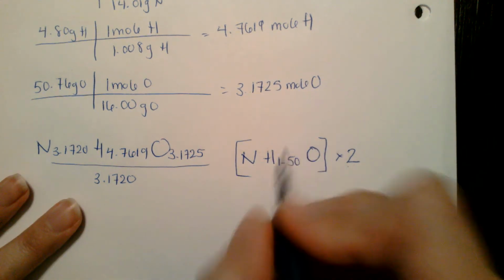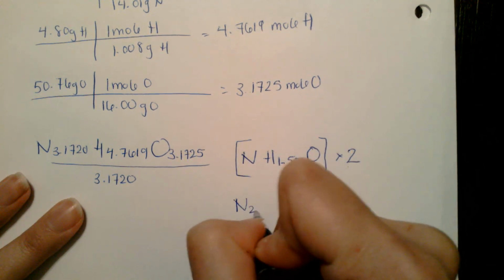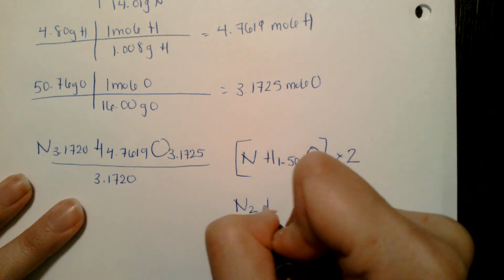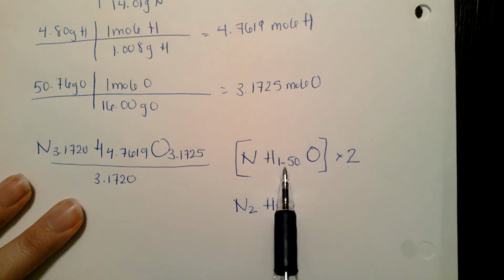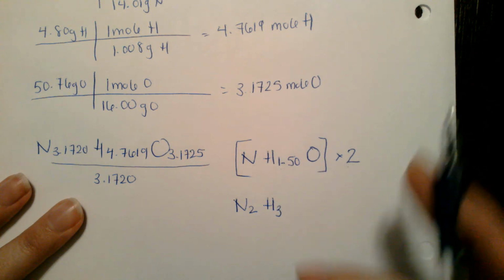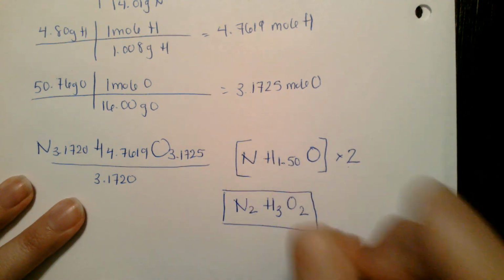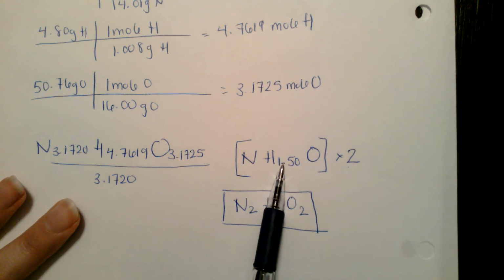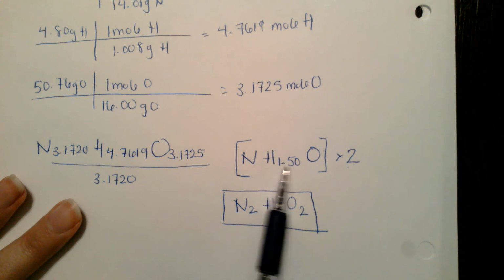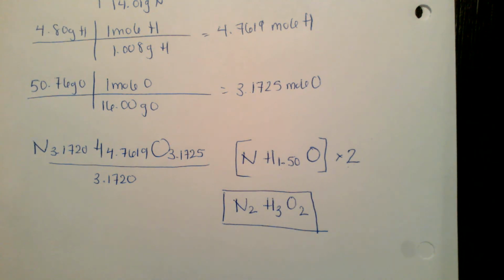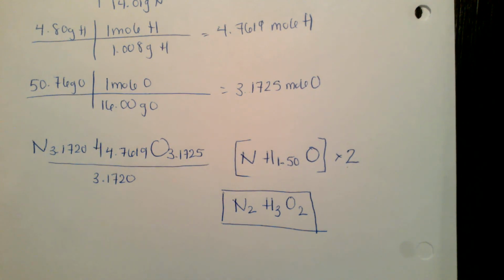So 2 times 1 gives us N2. So 1.5 times 2 gives us a 3. And then 2 times 1 gives us a 2. So we have N2H3O2. So we didn't have, again, a whole number here, which told us that one of these subscripts was not a 1. So we had to multiply through by 2 to turn them all into whole numbers. So that's how empirical formula works.